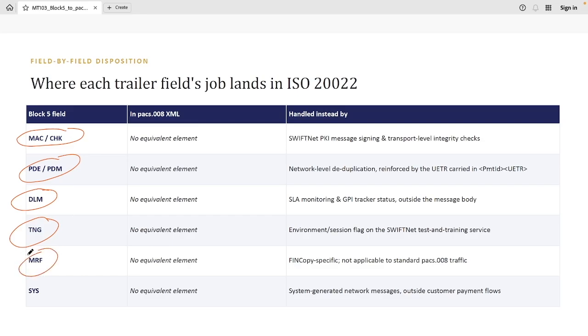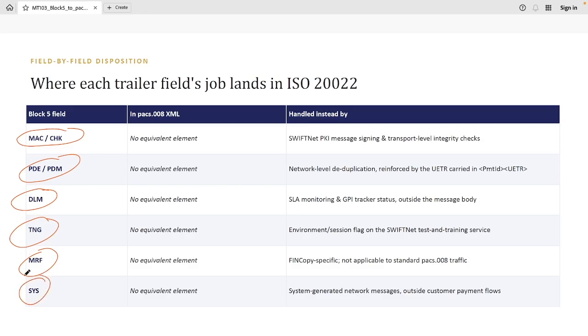MRF is FIN copy specific, therefore it does not have a standard mapping in an ordinary pacs.008 flow. So when an ISO 20022 implementation needs to reference another message, it should use the appropriate ISO 20022 reference element or the applicable market infrastructure mechanism. But it should not copy an MRF value into a random pacs.008 field simply because both are called references.